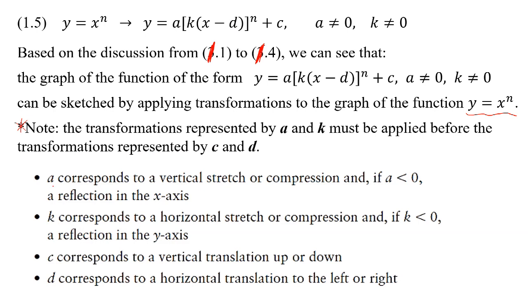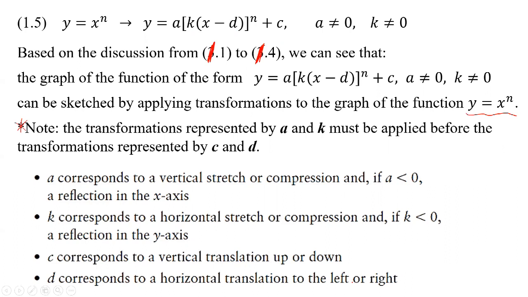The parameter a corresponds to a vertical stretch or compression, and if a is negative, a reflection in the x-axis. And parameter k corresponds to a horizontal stretch or compression. If k is negative, a reflection in the y-axis. And parameter c corresponds to a vertical translation up or down. This is the simplest, right? And the parameter d corresponds to a horizontal translation to the left or right. Okay.